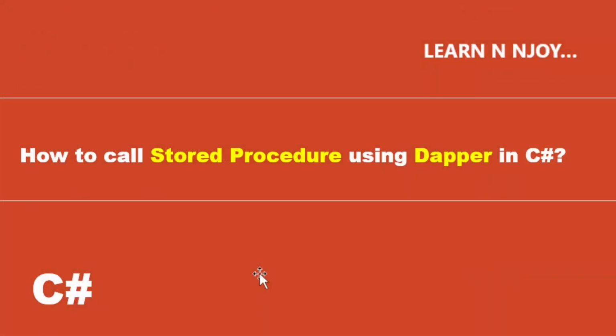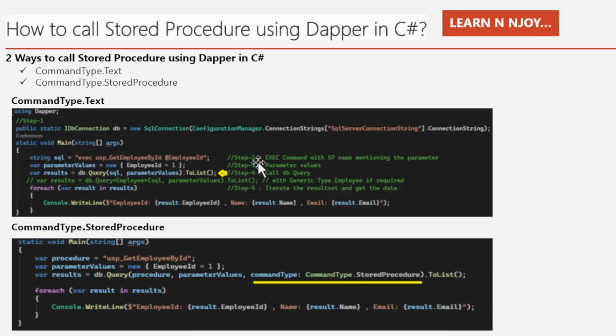How to call a stored procedure using Dapper in C Sharp. There are two ways by which we can call a stored procedure using Dapper in C#. Number one is CommandType.Text. Number two is CommandType.StoredProcedure.